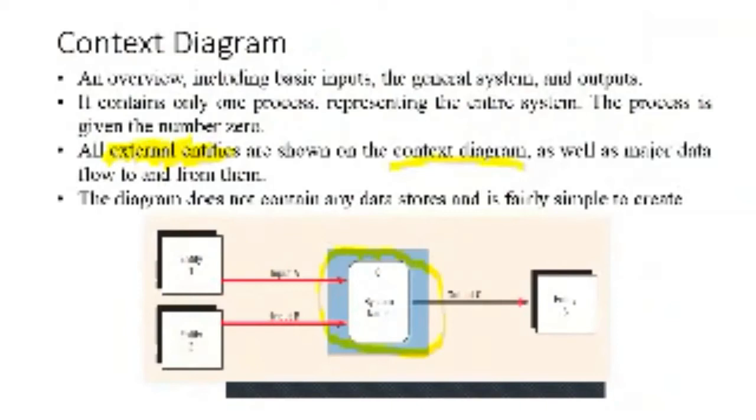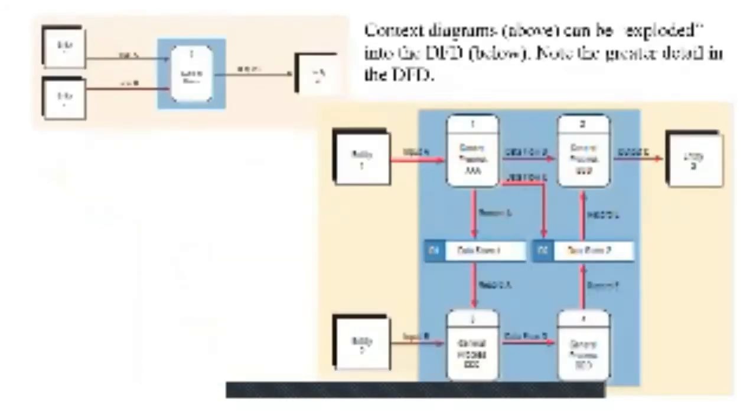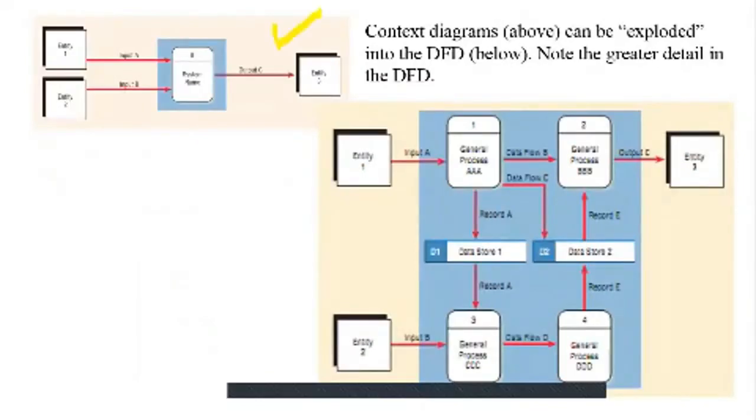Along with all external entities, the context diagram also shows all major data flows to and from the external entities. The context diagram does not contain any data stores, so no data store is represented in the context diagram, and this context diagram is the simplest diagram of a process model, or the simplest diagram of data flow. So we use the context diagram for creating the data flow diagram.